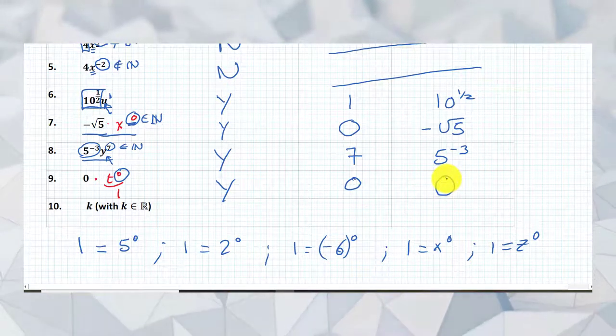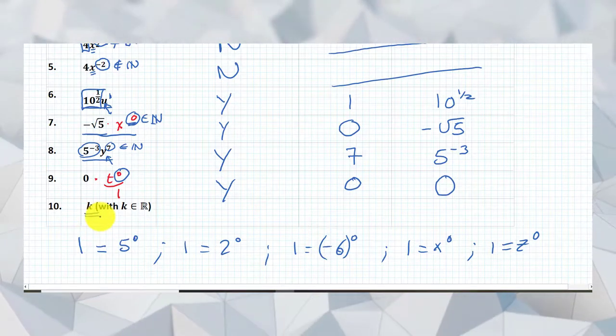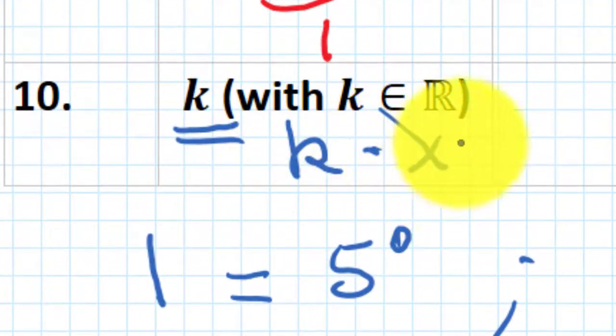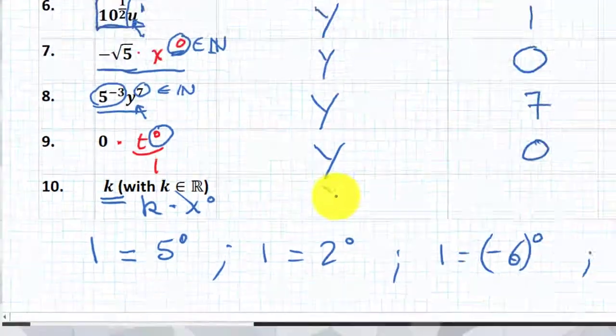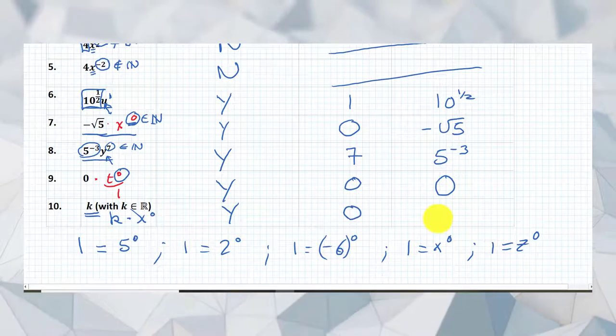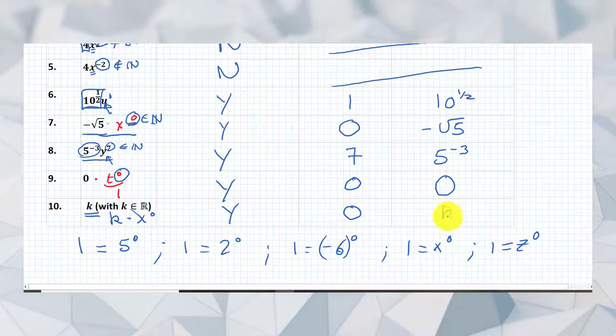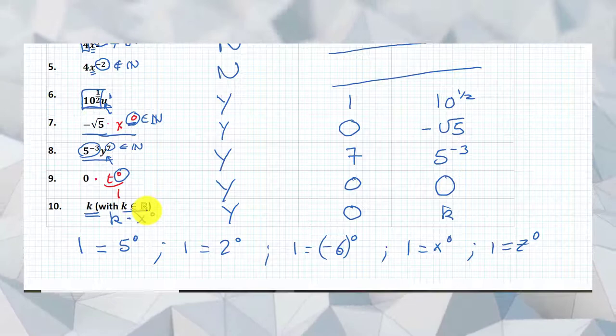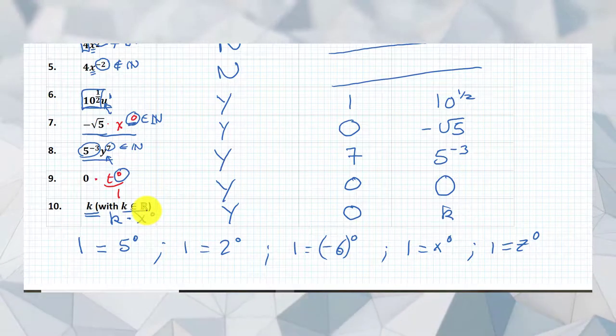All right, not very interesting. And again, this is a real number, so we can write it as k times x to the 0. So yes, it is a monomial. The degree again is 0, and the coefficient is k, which is a real number. Okay? All right, let's now look at the graph of monomial functions.